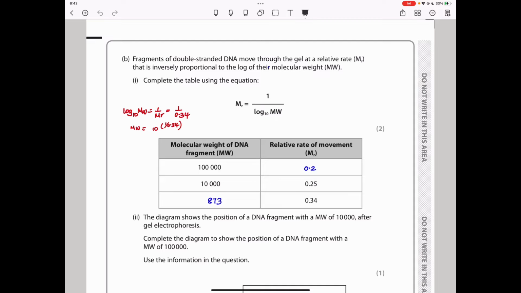So remember here they've given us MW. We want to find the MR. So we'll just feed the MW here and use your calculator. 1 divided by the log of, this is 100,000. When you use your calculator, it will give us 0.2.